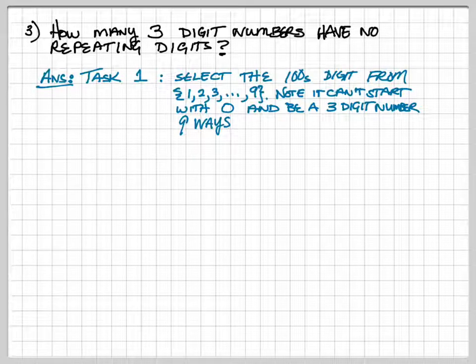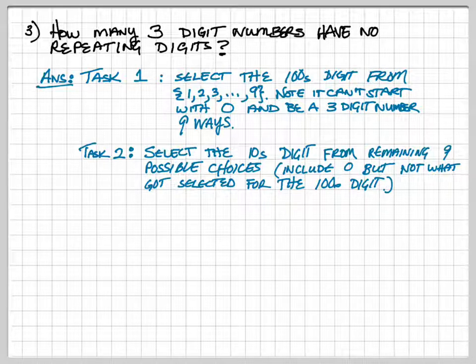Welcome back. Okay, so your first task is to select the hundreds digit, and we can't choose 0, but we can choose anything from 1 through 9, so there will be 9 choices for task 1. Once task 1 is completed, you can select the tens digit. It's now going to include 0, but you're not allowed to select the number that came first, because we've asked for no repeating digits. So there will be 9 choices remaining.